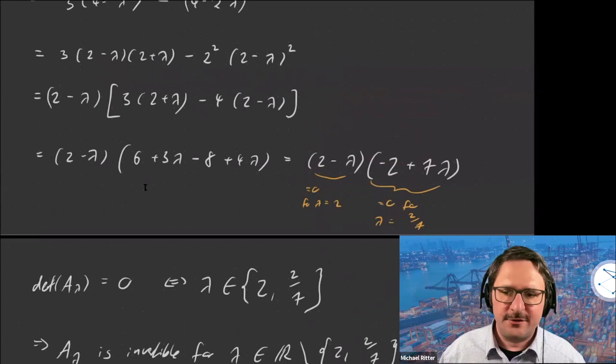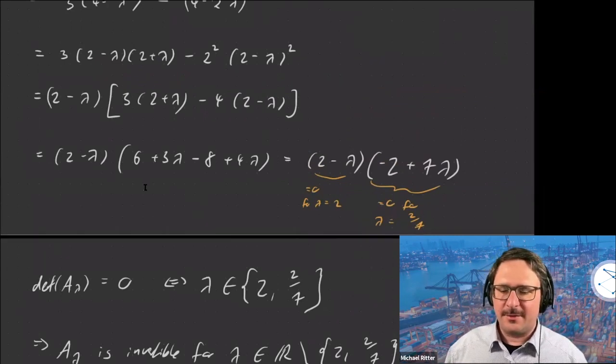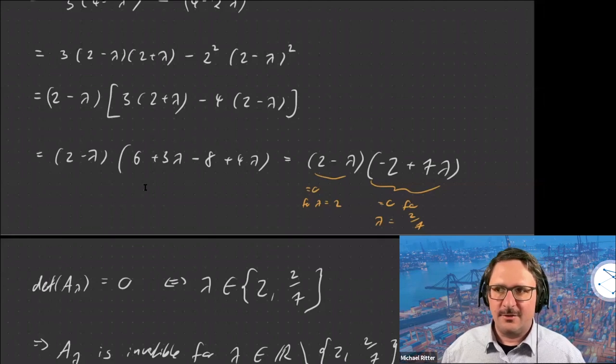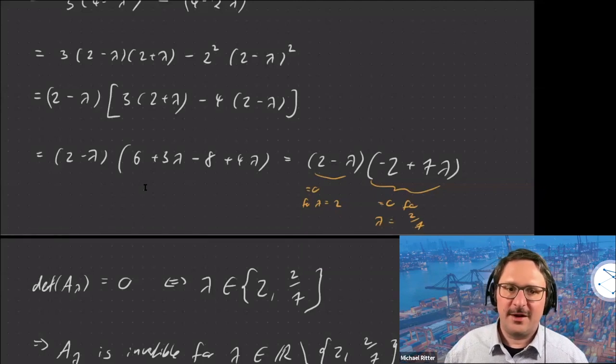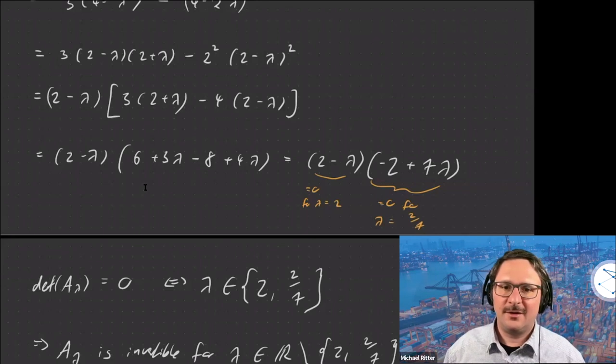So the question here is for which lambda is the matrix invertible? And that, of course, means you have to find all the lambdas for which it is not invertible, right? So knowing that it's not invertible for 2 is not the full answer. You also have to find out that it's not invertible for 2 over 7. So you can't stop once you have that factor of 2. If that is a question. Otherwise, please just rephrase and we'll try to answer again.